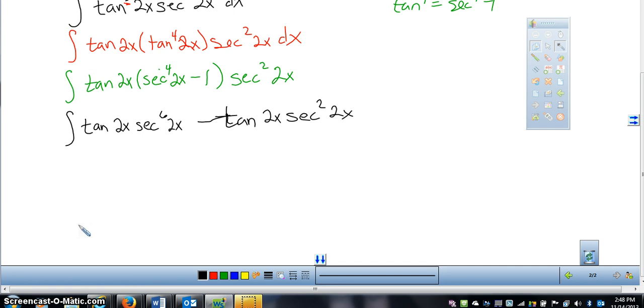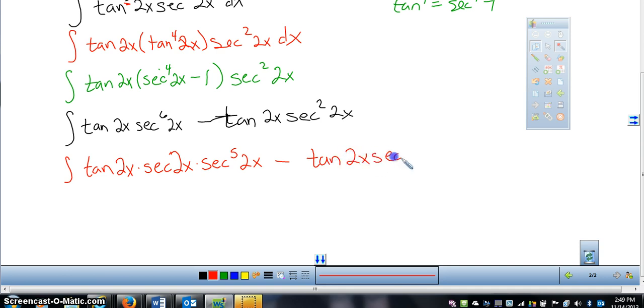And then what can I do? Well, that works. If I let u equal tangent, I get secant squared, so that doesn't really work. It works in this one, but it doesn't work on that one. So could I rewrite this as the tangent of 2x times the secant of 2x times secant to the fifth of 2x minus the tangent of 2x secant squared of 2x. And I'm going to integrate this one separately.